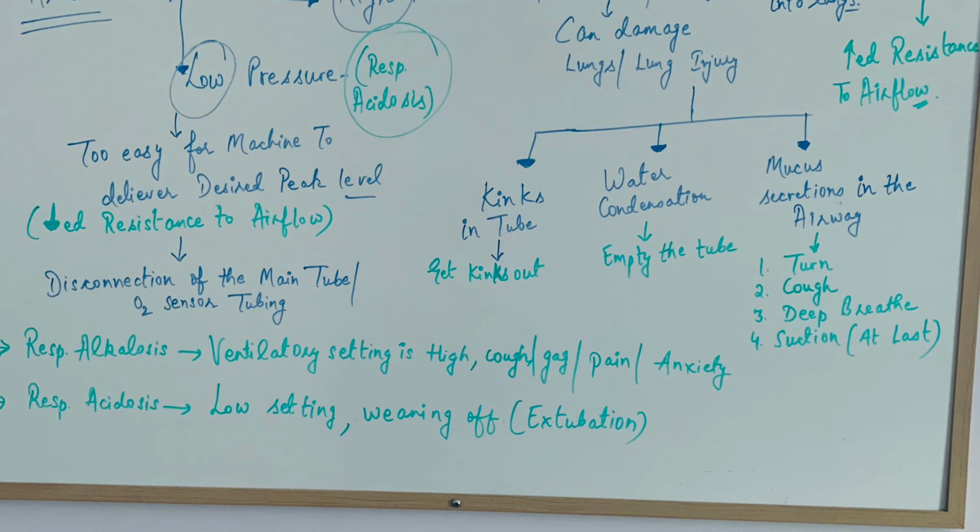Moreover, when we are extubating the patient or weaning off the patient, the patient can also go into acidosis, because with too early weaning, too much of the carbon dioxide which has to come out through the lungs is not coming out, it's accumulating inside the lungs, so it can lead to acidosis. And for alkalosis, another reason can be if the ventilator setting is too high than the desired level.